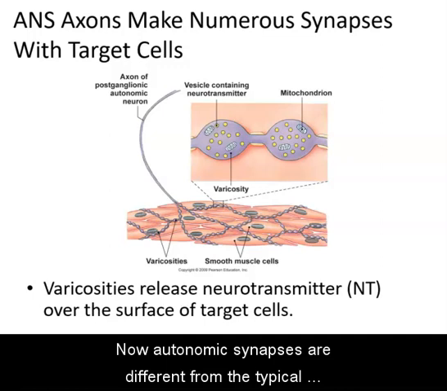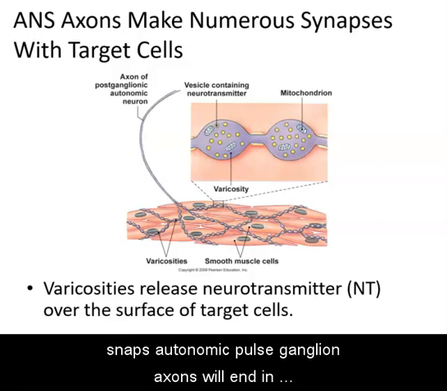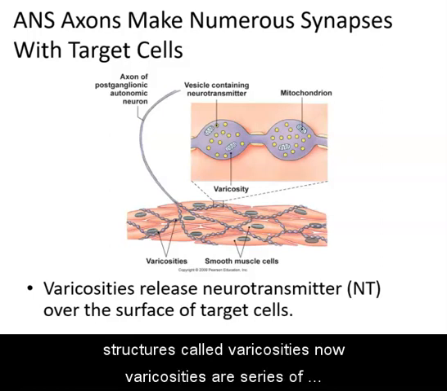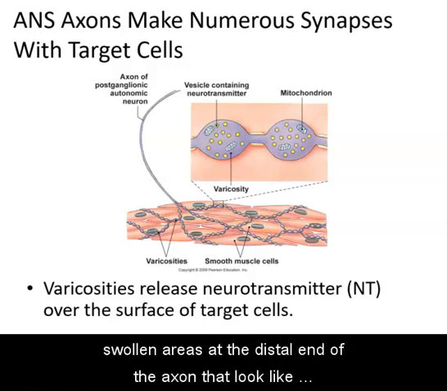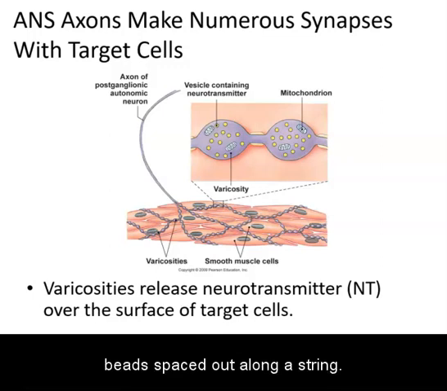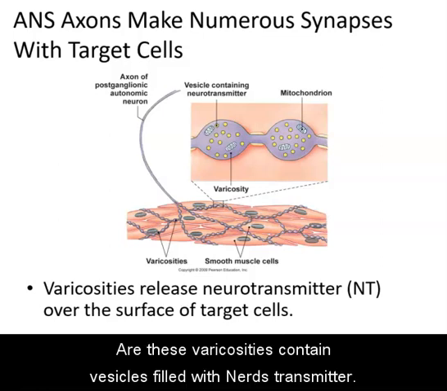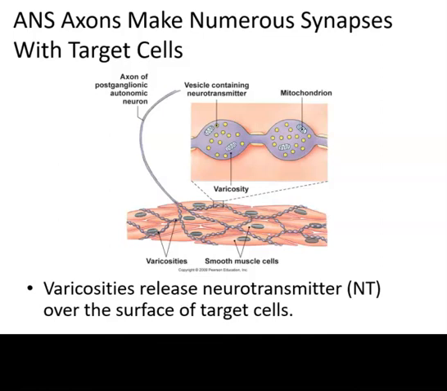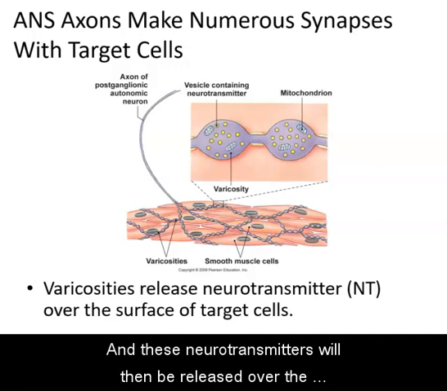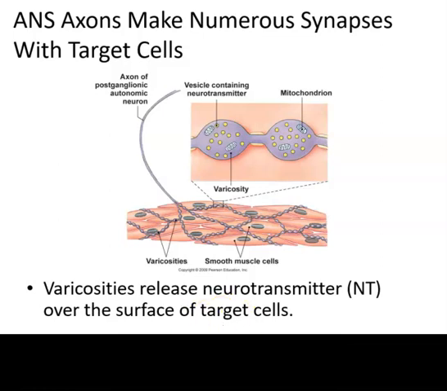Now, autonomic synapses are different from the typical synapse. Autonomic postganglionic axons will end in structures called varicosities. Varicosities are a series of swollen areas at the distal end of the axon that look like beads spaced out along a string. These varicosities contain vesicles filled with neurotransmitter, and these neurotransmitters will then be released over the surface of target cells.